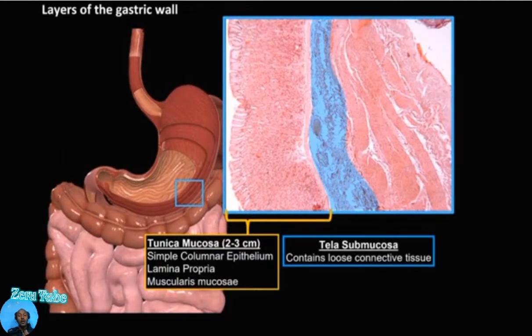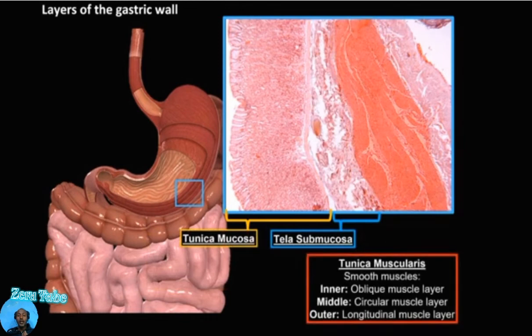Next to muscularis mucosa, we can get submucosa, which is called tela submucosa. The tela submucosa contains loose connective tissue like that of muscularis mucosa, and nerve, blood vessels. እነዚህ ጋር nerve, blood vessel በማይክሮስኮፕ ማየት እንችላለን. Next to the tela submucosa, we can get the muscular part, which is called tunica muscularis. So the tunica muscularis contains smooth muscles.